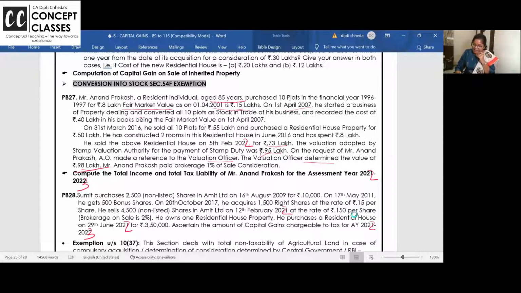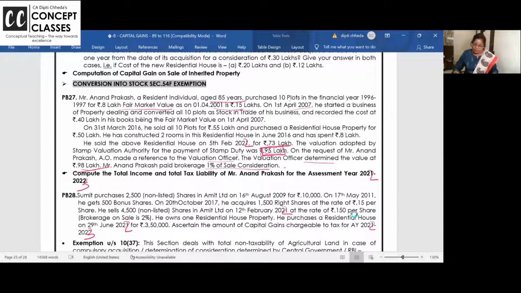क्या ले sale consideration? What we should take as sale consideration? Super, 95 lakhs. MCQ, you all will get full out of full marks. Super. Nice, nice, nice. Stamp duty value. Valuation officer is higher than that. That means you have followed yesterday's exclusive class for stamp duty. Good. On request of Anand, ये तो हो गया. Anand is paying brokerage 1% always of sale consideration. Compute the total income and the tax liability.